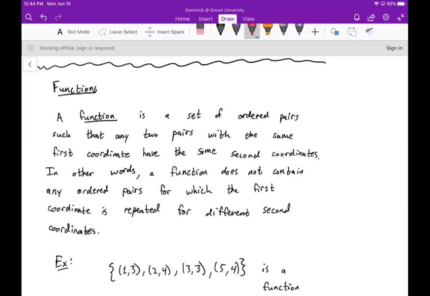Now, a function is a set of ordered pairs such that any two pairs that have the same first coordinate have to have the same second coordinate. Or another way you can think of it is that a function does not contain any ordered pairs for which the first coordinate is repeated for different second coordinates. So you can't have the same first coordinate going to two different y coordinates. And that's just like the way that you've studied functions before.